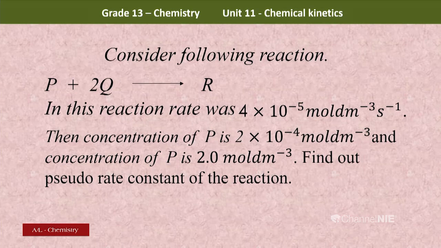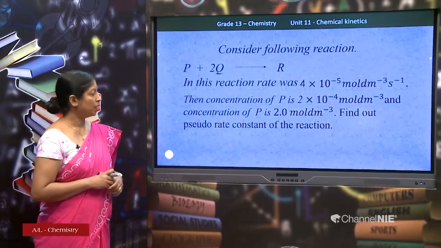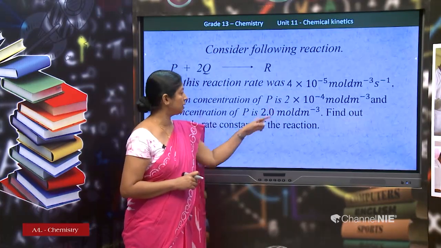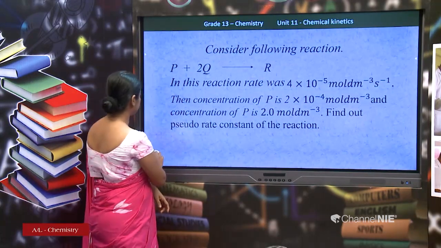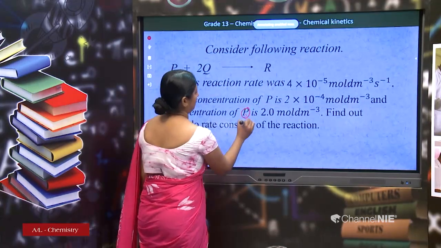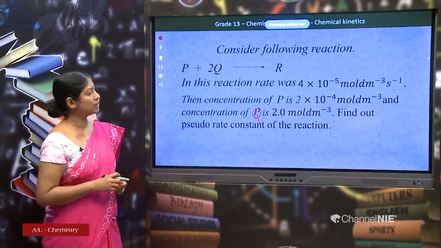In this case they have given the rate as 4 into 10 to the power minus 5, and the concentration of P is given as 2 into 10 to the power minus 4, and the concentration of Q is given as 2. So, what is the difference between the concentrations of these two? You can clearly understand that one concentration is much larger than the other. Actually, I will make a correction here. One of them should be Q. So, then the concentration of Q is much larger than the concentration of P.